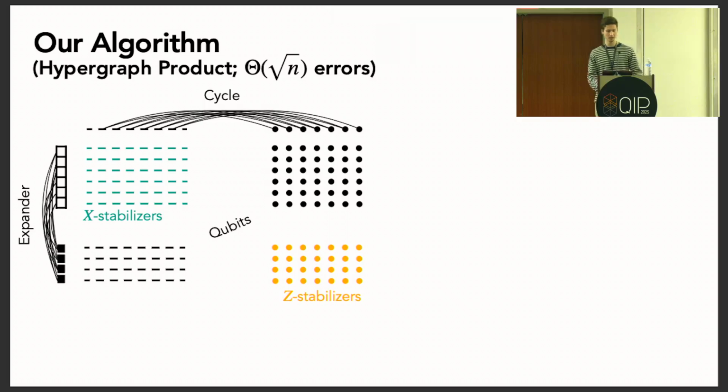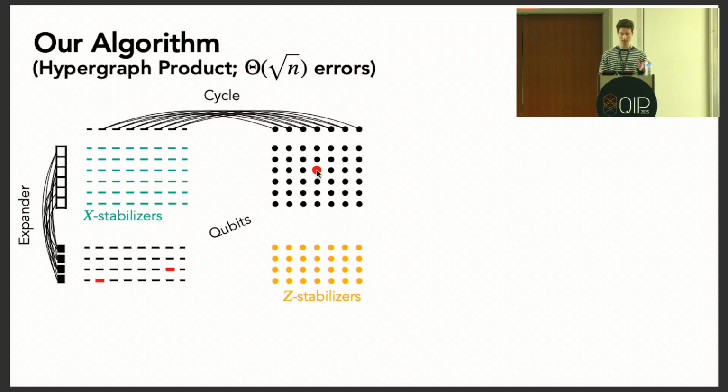Great, so I'll now try to give a visual depiction of our algorithm for hypergraph products. Here we assume there are at most root n adversarial errors. Visually, a hypergraph product looks like this if you haven't seen it before. There are two grids of qubits, some physical qubits here, and then a grid of z stabilizers and a grid of x stabilizers. You can see it's literally a product of the Tanner graph of an expander code with the Tanner graph of a repetition code.